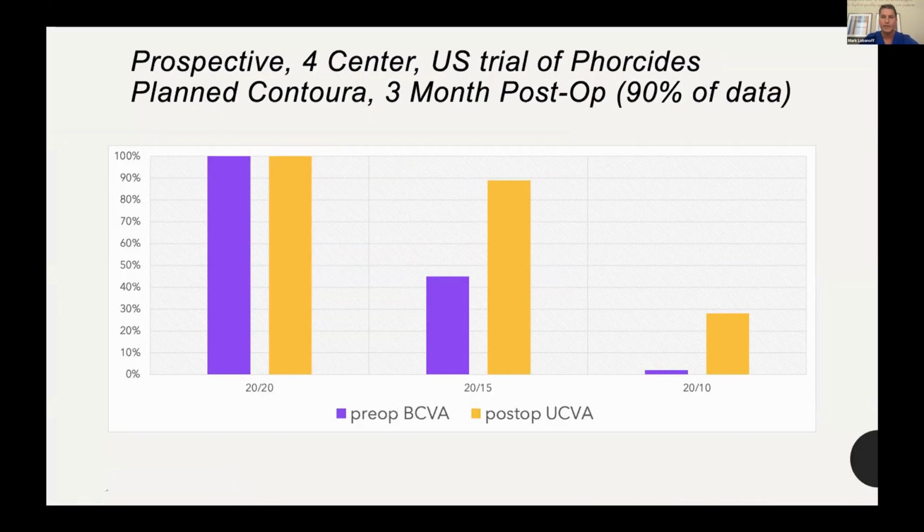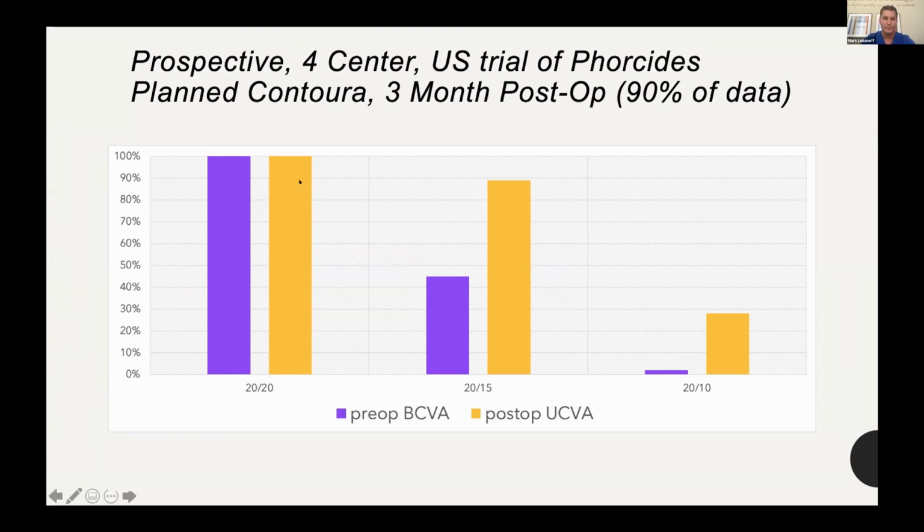But these are retrospective studies, and much more powerful is a prospective, carefully controlled study. This is being concluded right now. It is being carried out at 4 centers in the United States using 4C's to plan the Contoura. This is looking at 90% of the data. The full 100% data set will be presented at ASCRS.